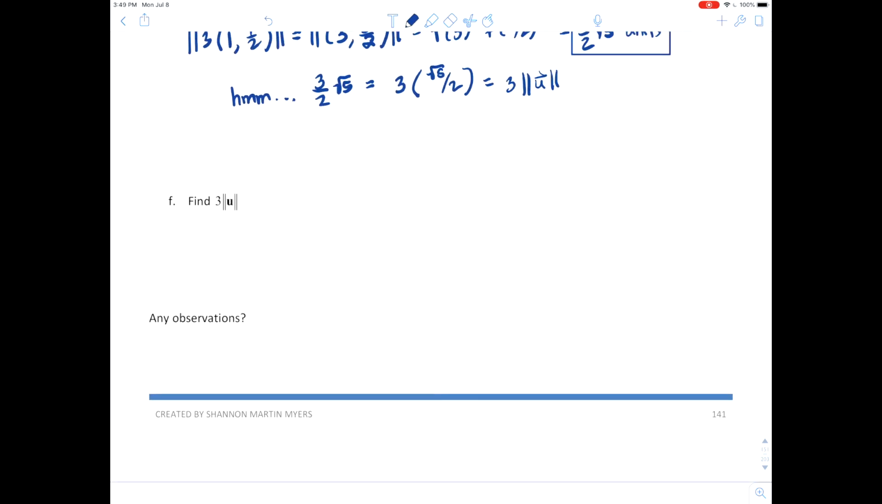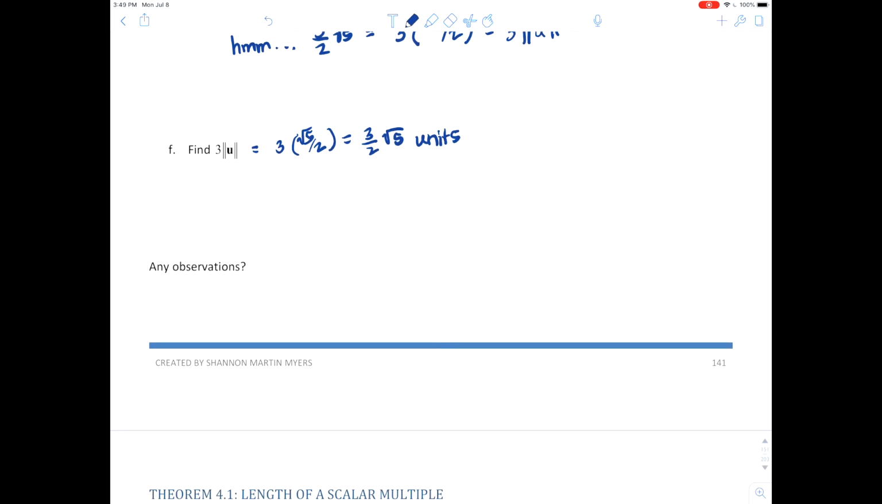All right, well, if we multiply 3 times the magnitude of u, what are we going to get? We just did it up there. That would be 3 times root 5 over 2, which is 3/2 root 5 units. And so what we found out was, what? 3 times the magnitude of u was equal to the magnitude of 3 times u.